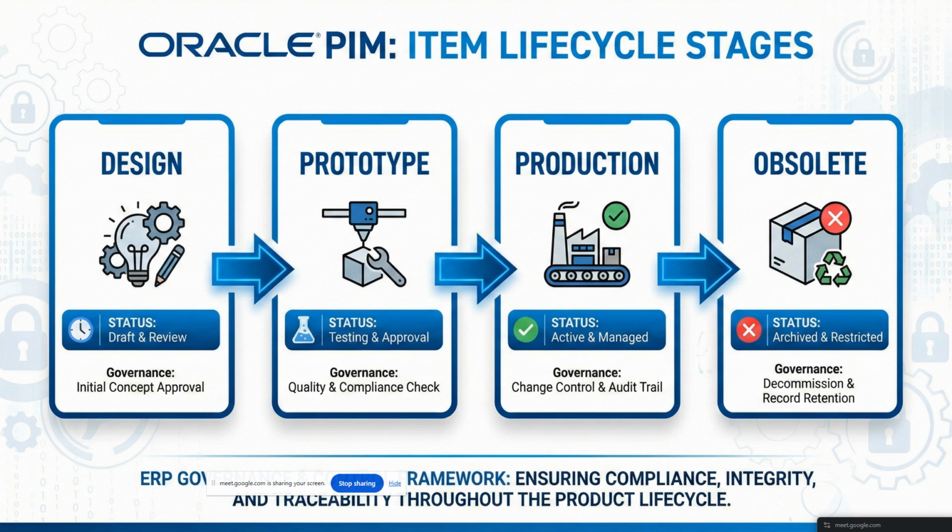This is about the design phase, where you get your initial approvals and design your product. After that is prototyping, where you check and test your product, and quality and compliance are done. Then you move into production, where you have all the approvals and you utilize that product. Whenever it is decommissioned or deleted, the item will be in the obsolete status. Hope this gives you a clear understanding.